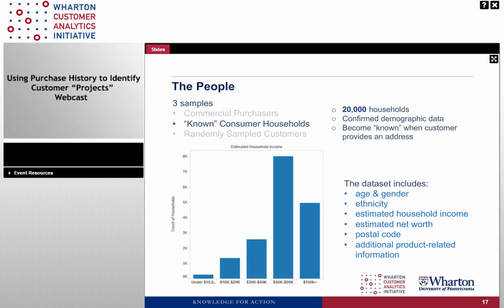The second set of people is labeled as known consumer households. These are 20,000 households with confirmed demographic data. They become known when a customer provides an address. The data set explicitly includes age and gender, ethnicity, the estimated household income and net worth, the postal code of the household's address, and other product-related information, the kinds of projects that they might work on.